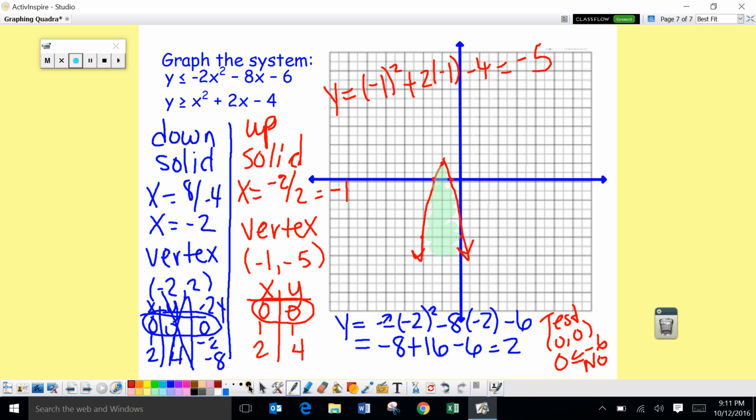So we will graph our vertex at negative 1, negative 5. Using our parent function table, we'll go over 1 and up 1 and reflect it to the other side. And then we will go over 2 and up 4 and reflect it to the other side. And we have a solid line that we are going to use to draw our parabola.